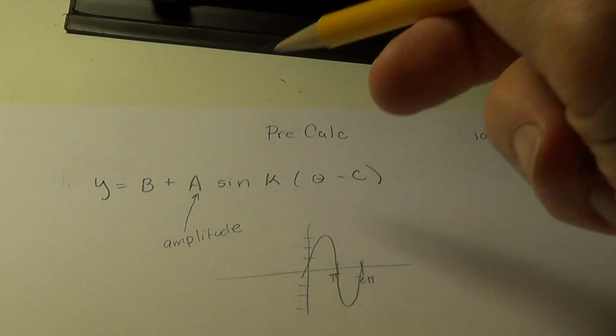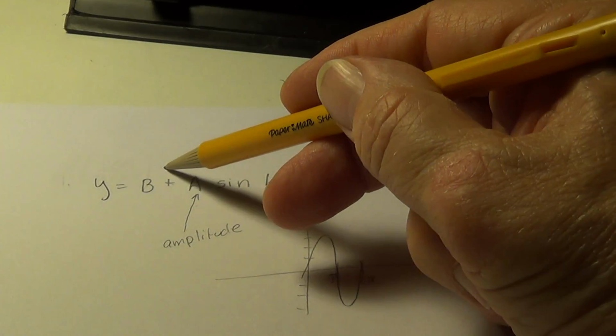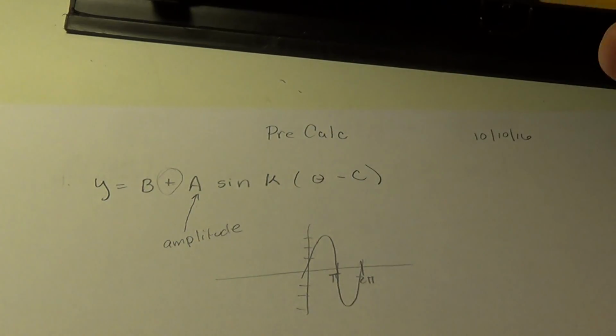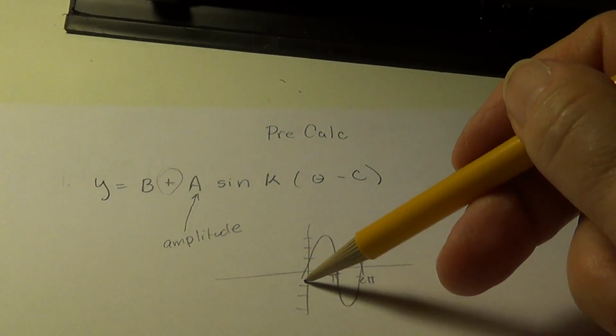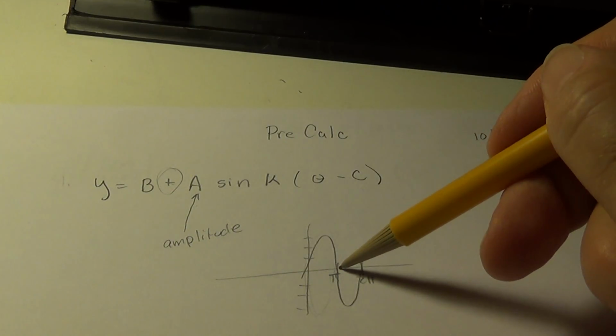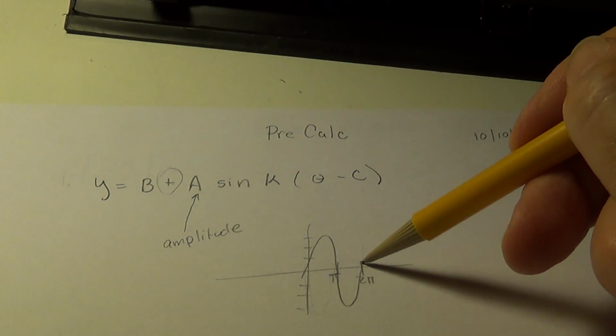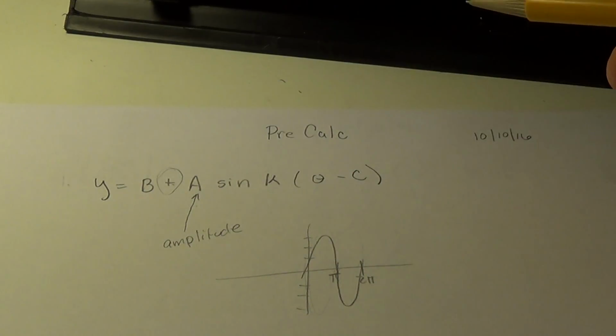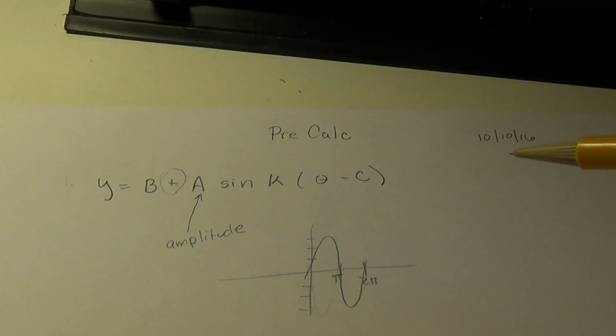And that A can be negative, so always watch for this sign, and that will flip this upside down. So the mountain will become a valley, still down to 3, and the valley will become a mountain up to 3. So watch for the sign change for a flip.